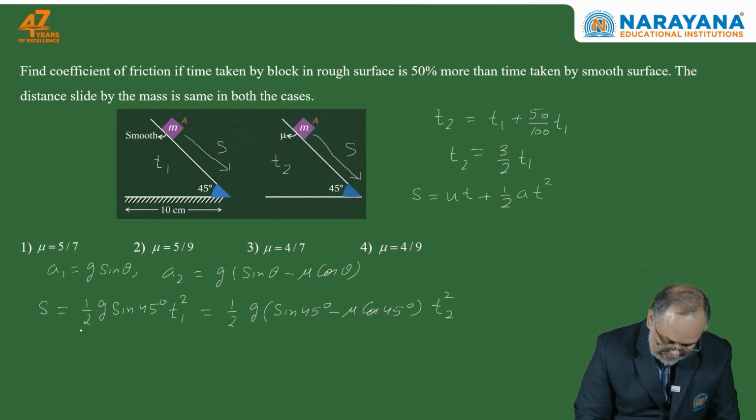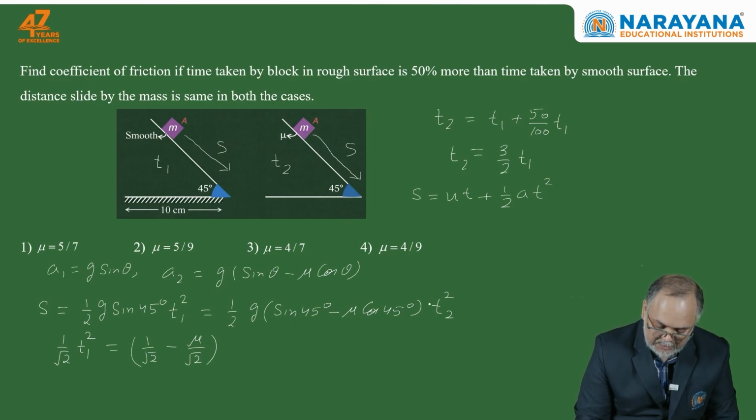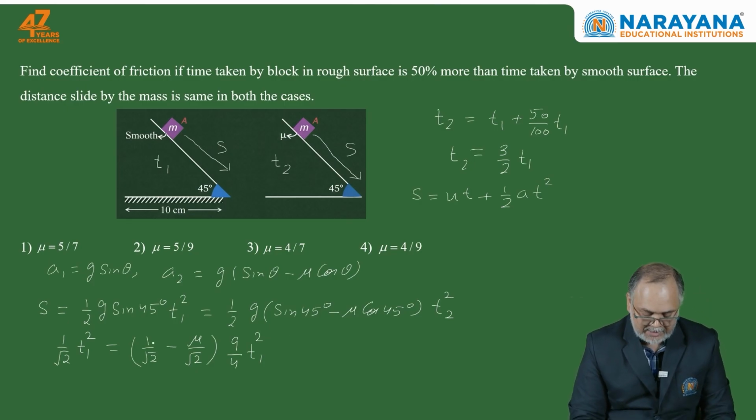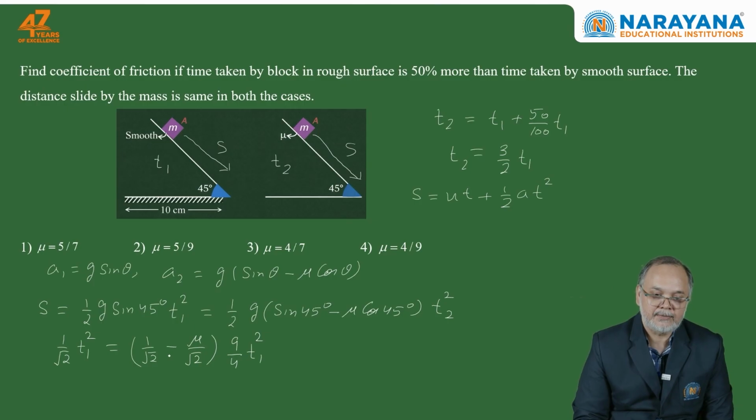So we can write 1 by root 2 T1 square is equal to 1 by root 2 minus mu by root 2 into, I am putting T2 here in terms of T1, so it will become 9 by 4 T1 square. On both sides T1 square cancels, and you can see here root 2 is also cancelled.